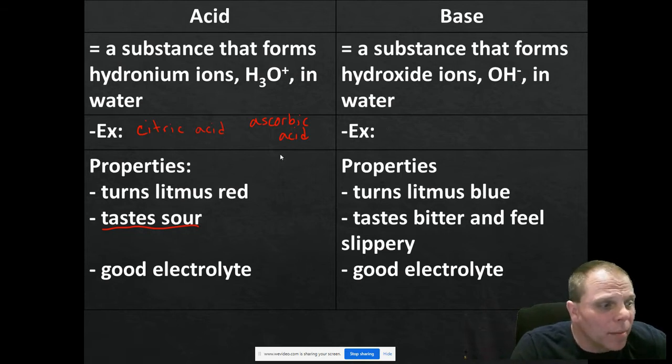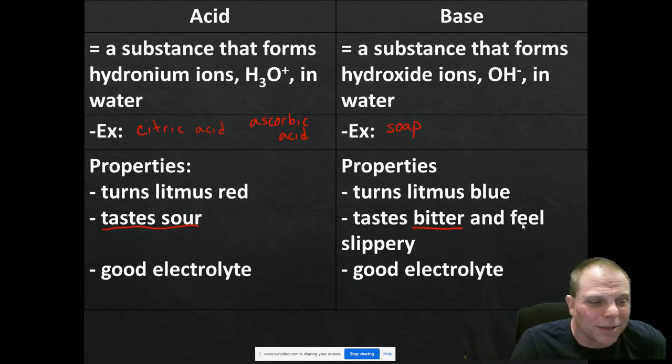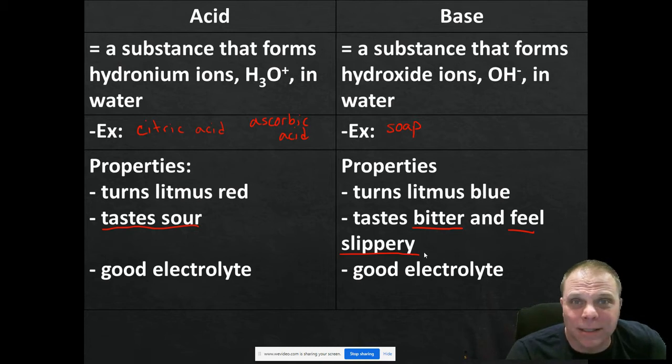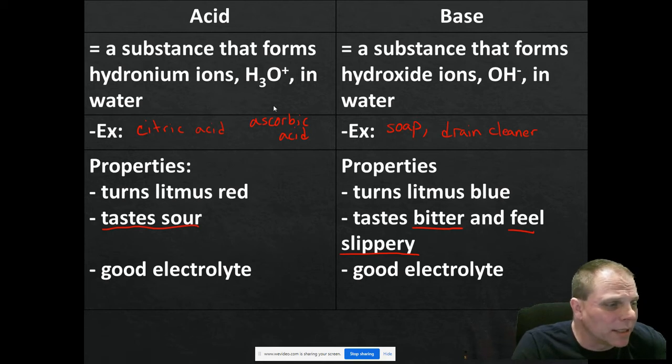Bases, you're probably familiar with things like soap. If you've ever had to taste soap, you've probably tasted that it's a little bit bitter, and it's also slippery. Why is soap bitter and slippery? Well, it's because it's a base. Other things that are bases are things like drain cleaner. This stuff is a very strong, powerful base. You don't want to touch that. That would be dangerous and caustic to your hands.